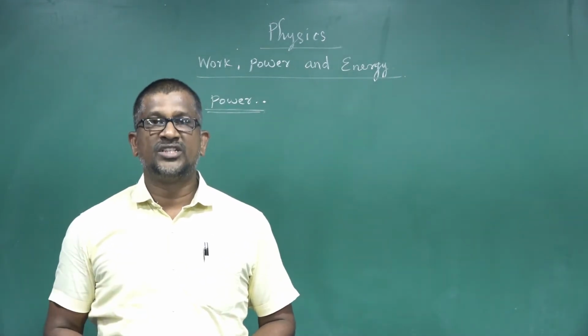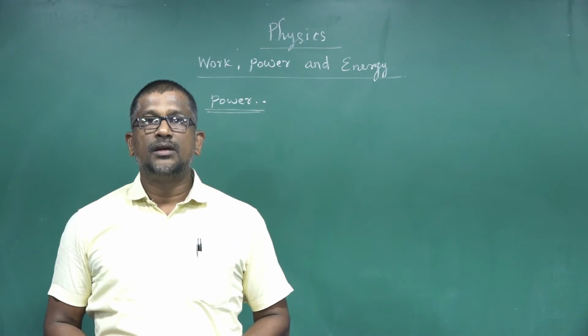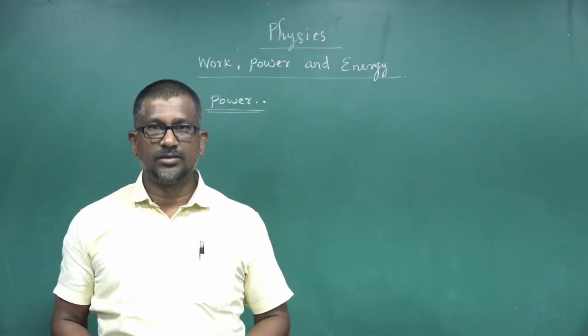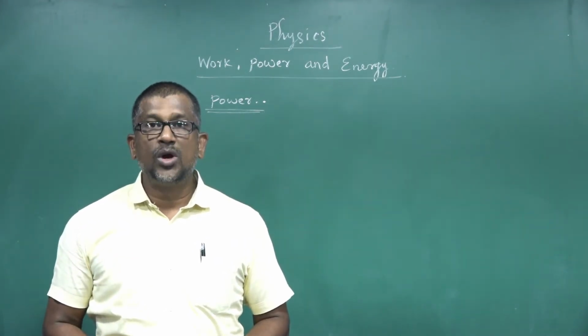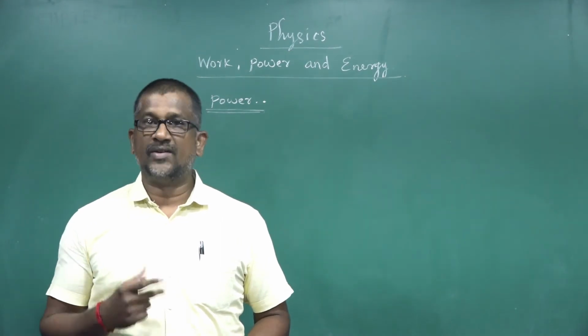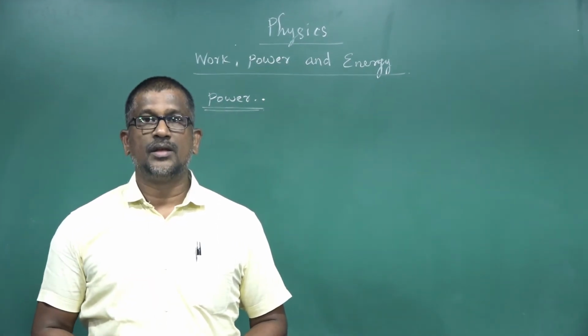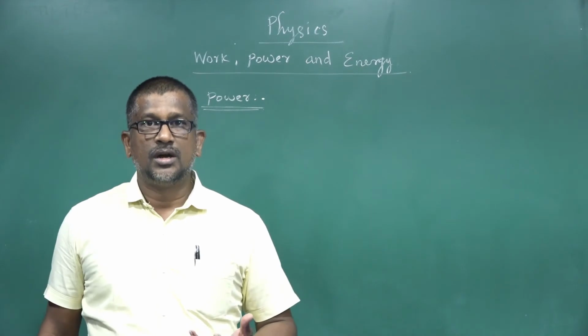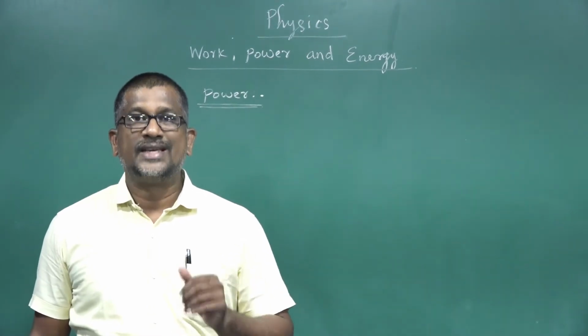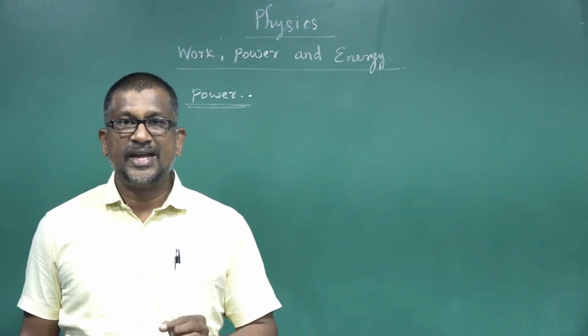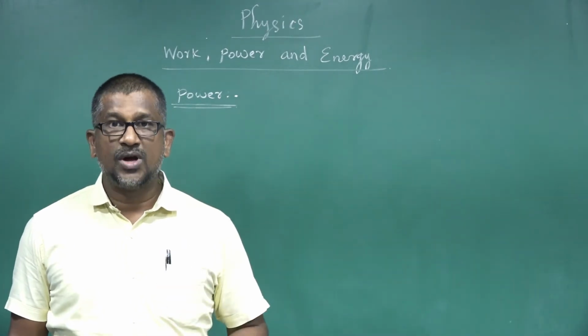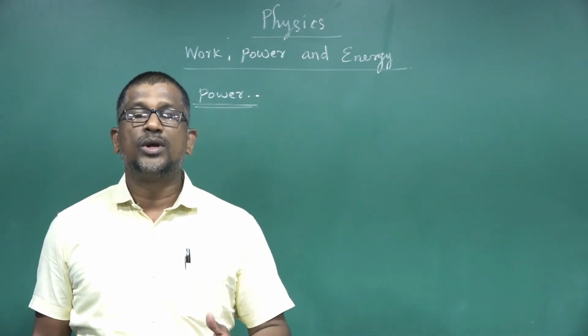Very simple definition is there. That is the rate of doing work. The rate of doing work is called power. That is how fast or how slow your work is done. Okay, that means power is a measure of how fast or slow your work is done.